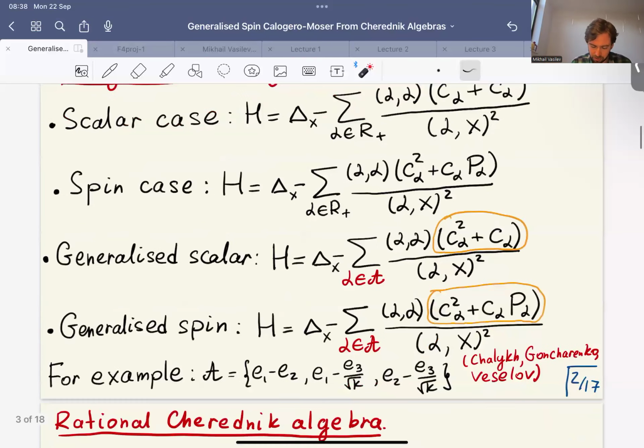So, and I need to say that the operators of this type were considered by Chalykh, Goncharenko and Veselov in 1999 with connections to integrability. So our aim was to derive them, generalize them, and understand how they appear from the point of view of Cherednik algebra. So one of the examples of a collection of vectors which is not a root system, but which works and provides some framework for integrability is the following example. So here we take an A-type root system, but there is some weird parameter here, square root of k.